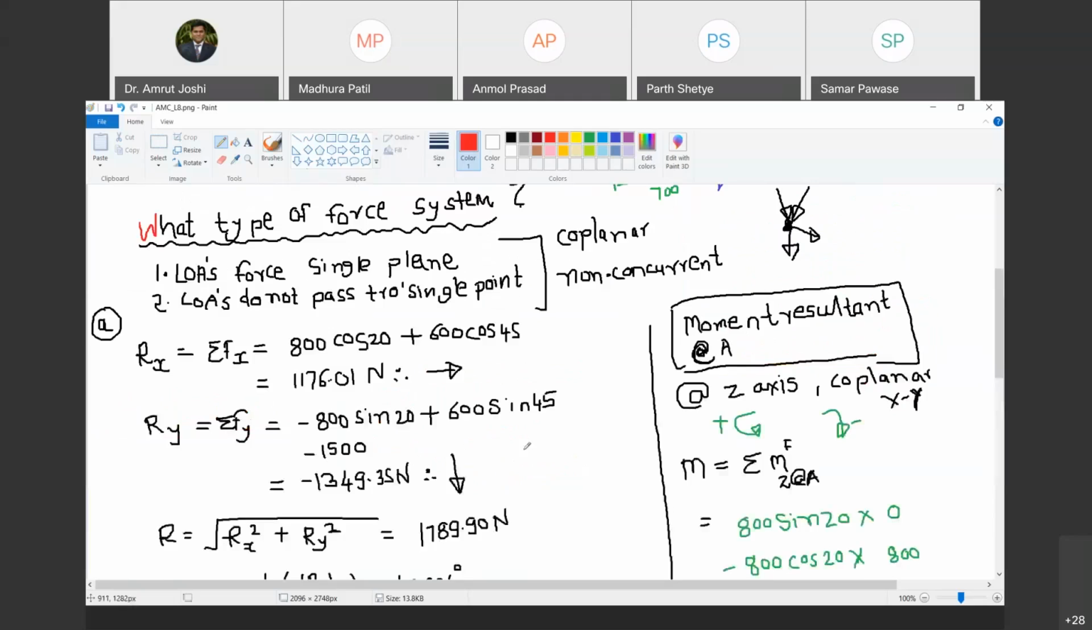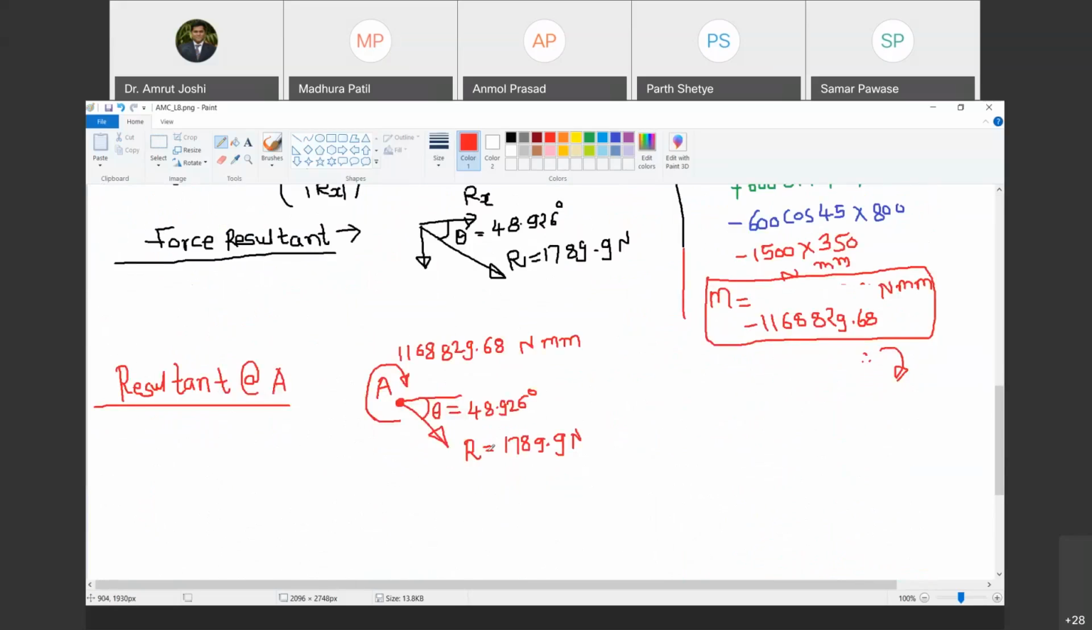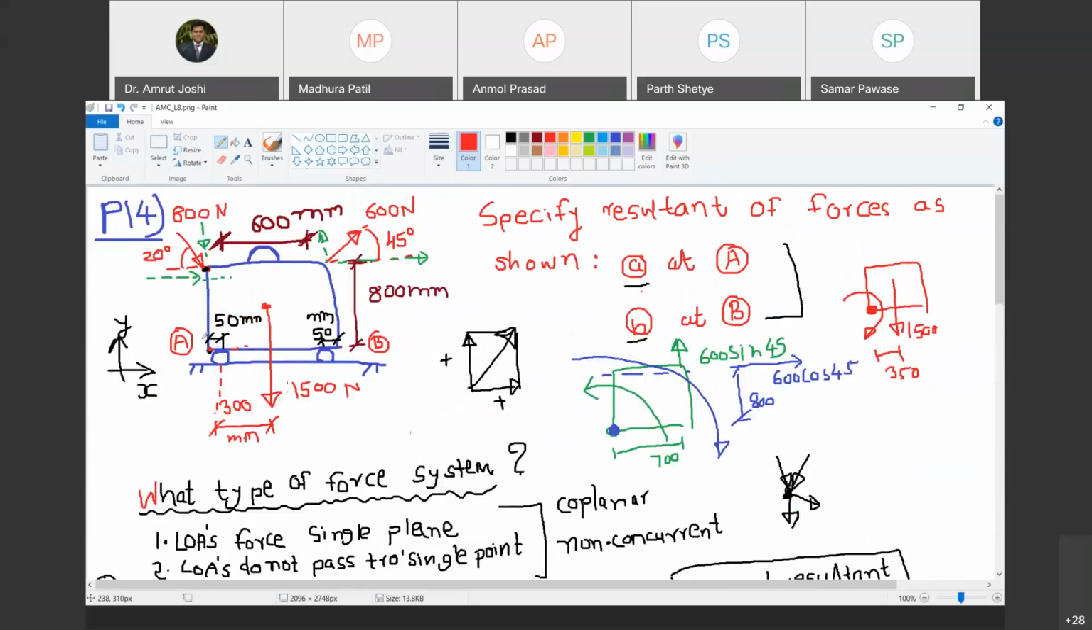If you remove these three forces acting on a body, and replace them by R equal to 1789.9 Newton, making an angle of 48.926 degrees clockwise with reference to positive x, and by the moment 1168829.68 Newton mm at A, then it will have the same effect as this system of forces had, not only at A, but at all other points on the body as well. Are you with me? Yes, sir.